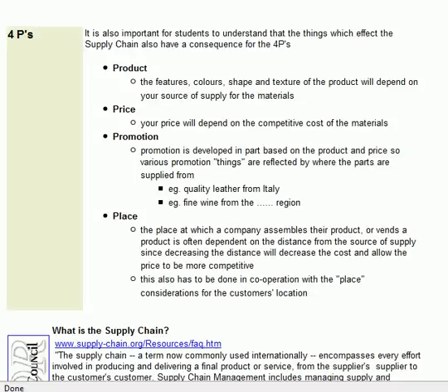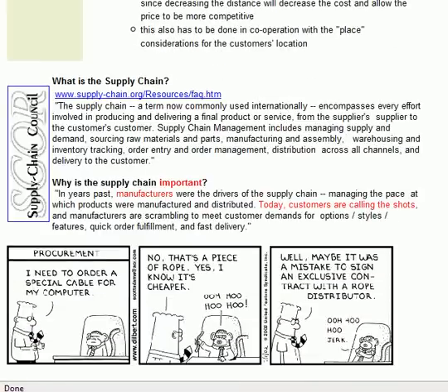So let's look at some definitions for what is a supply chain. If you go to supplychain.org, which is a large portal where companies support that dealing with supply chain, it talks about it in an international context, and I've made a couple of points here. Basically, the things you do involved in producing and delivering a final product or service. That's one of the standard terms.